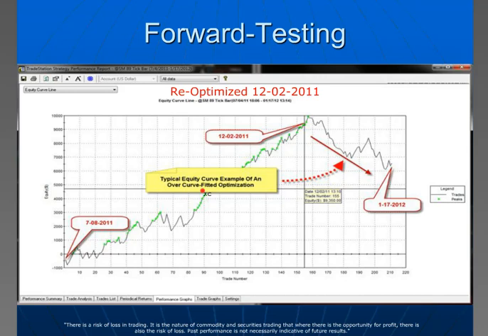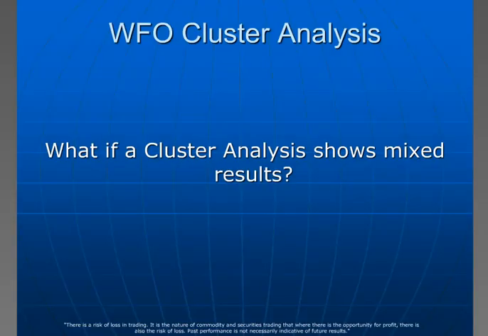Typical equity curve example of an overcurve fitted optimization. The only difference is here that the WFO optimizer waved a really big red flag right in front of your face and said, hey, don't trade this. Cannot believe how many times I've had this thing keep me out of trouble. It's incredible. What if a cluster analysis shows mixed results?